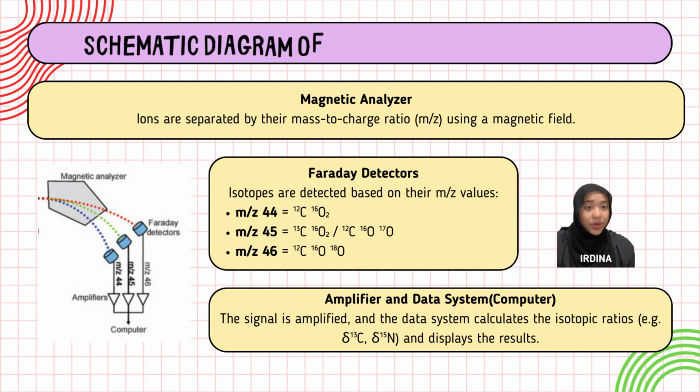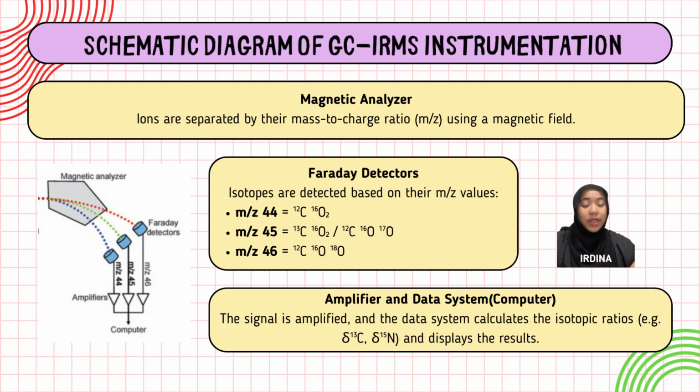Okay, so next, the ionized ions will move through the magnetic analyzer, where they will be separated by their mass-to-charge ratio, which is m/z, using a magnetic field. They will then move through the Faraday detectors so that the isotopes are detected based on their m/z values. We can see the m/z values already presented on the slides.